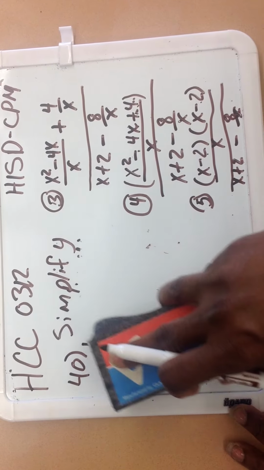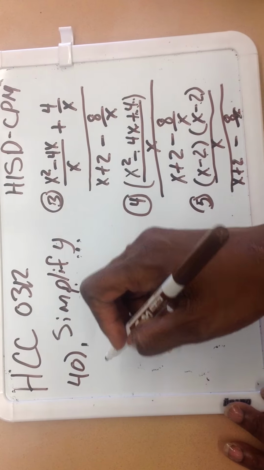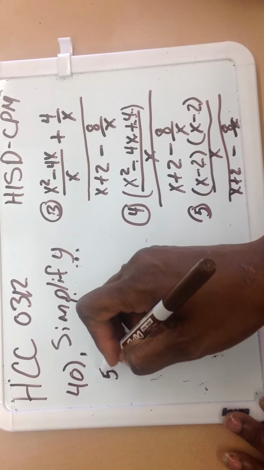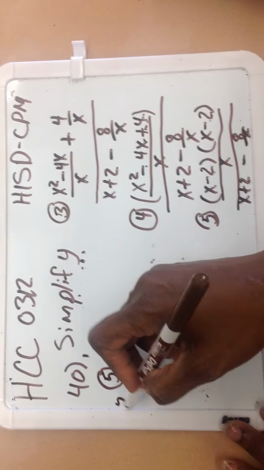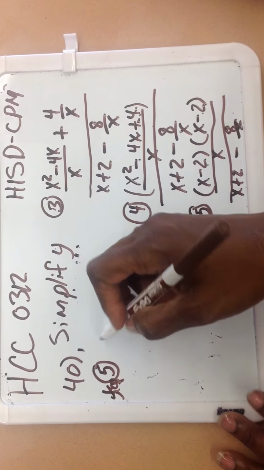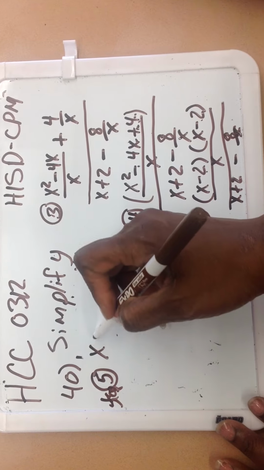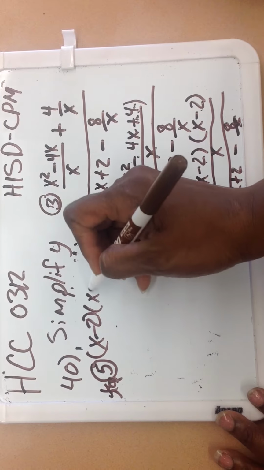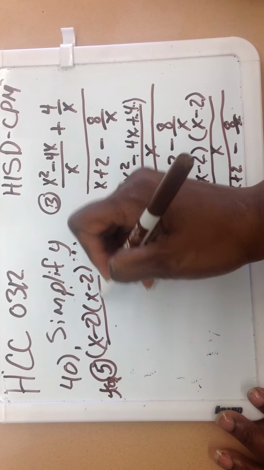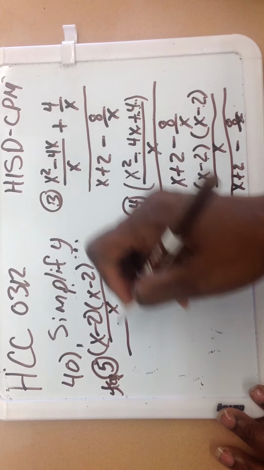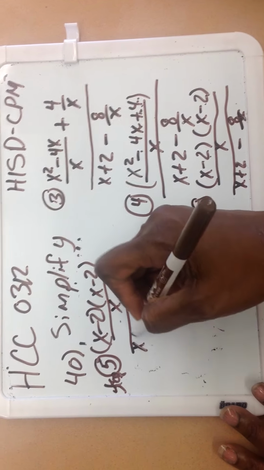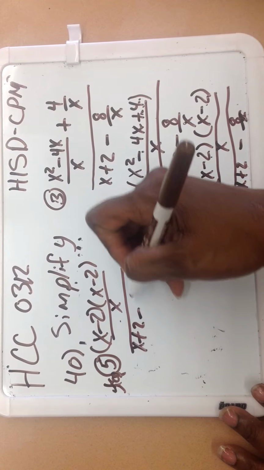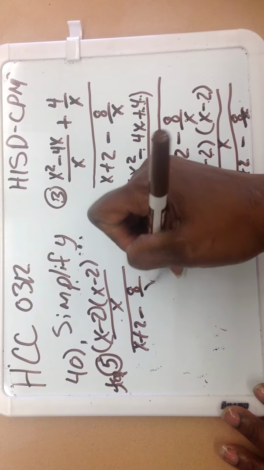I'm going to bring over my step 5. My step 5 was x minus 2 times x minus 2 over x, all over x plus 2 minus 8 over x.